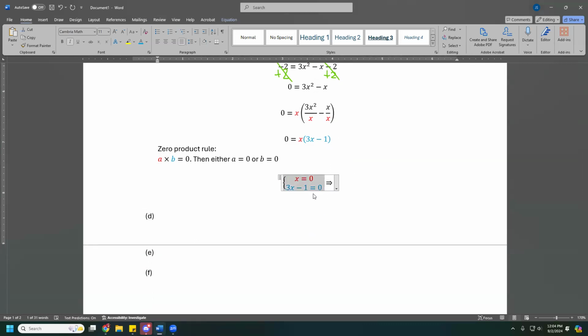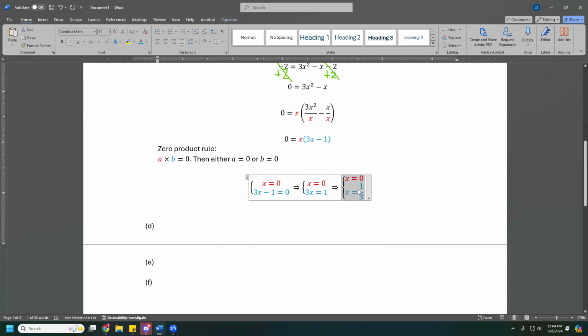The first guy, my red one, is already basically solved. I don't need to do anything. x equals 0, it's already solved. On the second guy, I want to do +1 to both sides. And my next step, I would have to divide both sides by 3. So I get x is equal to 1/3.